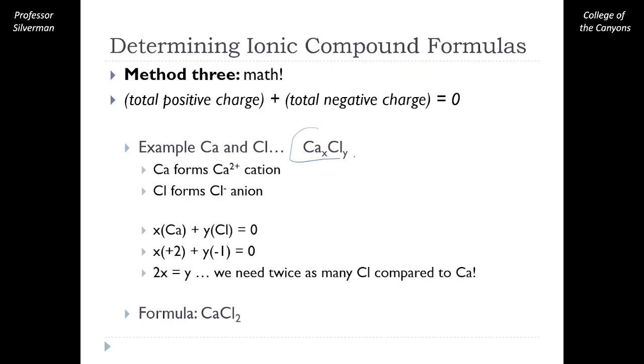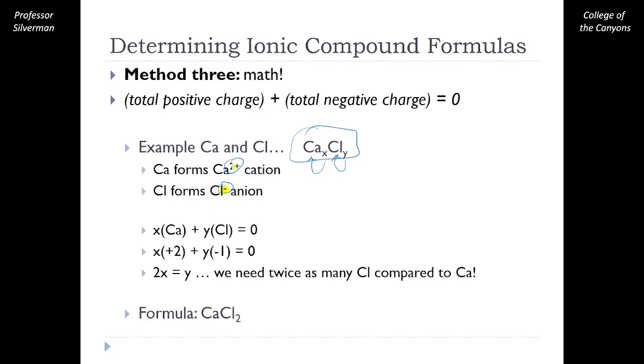Here's our example. We have calcium combining with chlorine. We know that there are some number of calciums and some number of chlorines. We can call this X and Y because we don't know what they are yet. We don't know the amounts. What we do know is the charge. Calcium is always +1, chlorine is always -1.